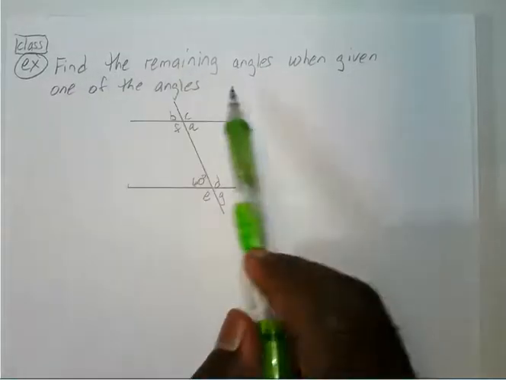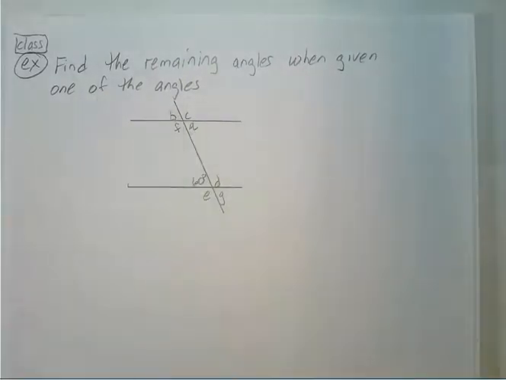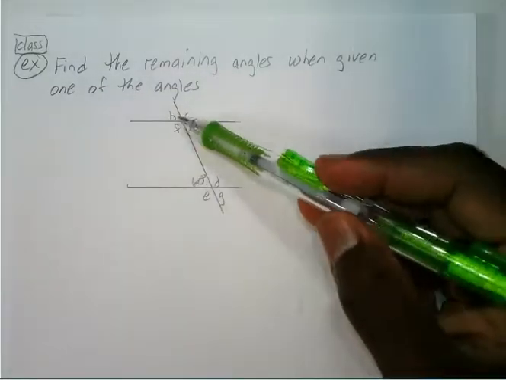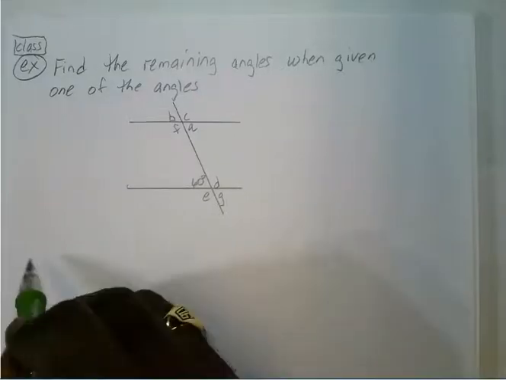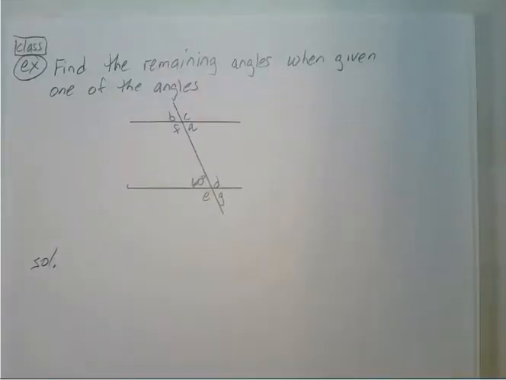Okay, so find the remaining angles when given one of the angles. If you think you're ready, try to use the steps from the previous few pages, all of those corresponding, exterior, interior angles, alternate interior and exterior. Use those to find all of those missing angles. So go ahead and press pause and try it on your own. All right, assuming you've pressed pause and already tried it, let's go ahead and verify your answer.